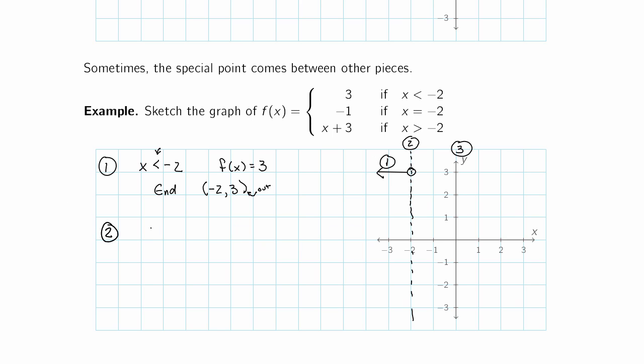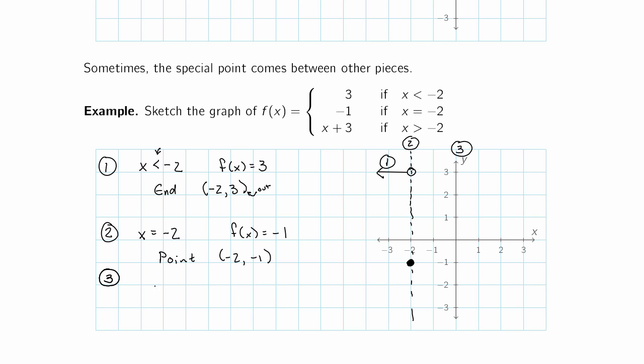The second part of our graph is where x equals -2. And we're told that where x is -2, f of x is equal to -1. But x equals -2 is just one x value. So this is just one point. This is just the point -2, -1. So we'll draw a filled in dot here to indicate that point.